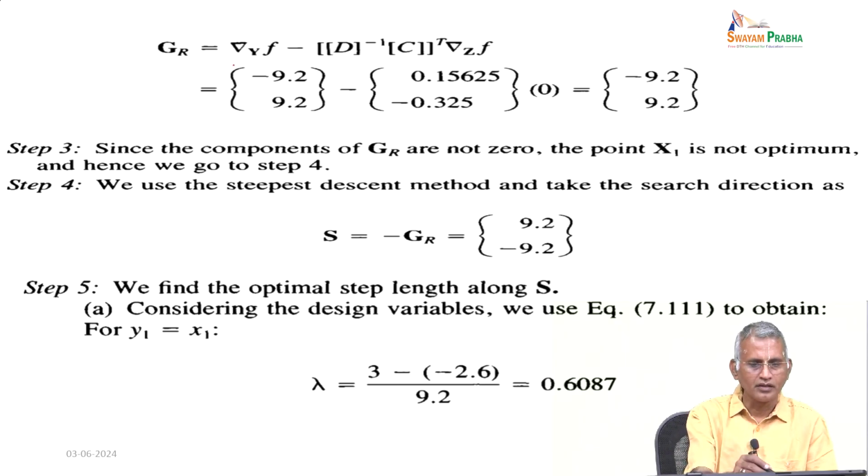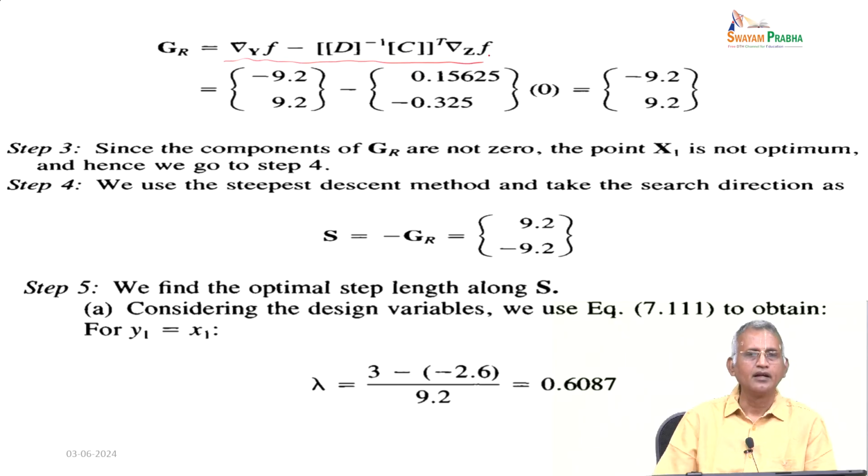Therefore, GR is equal to del y f minus (D inverse into C) transpose del z f. So, we have del y f is minus 9.2 and this value is found out, and this is 0; multiply them, so that the same value will come. Since the components of GR are not 0, the point x1 is not optimum. Therefore, go to step 4.